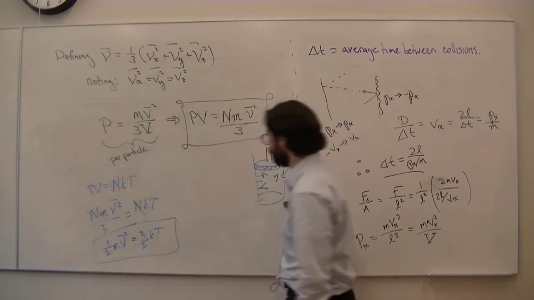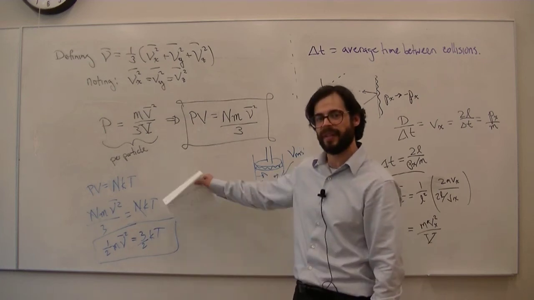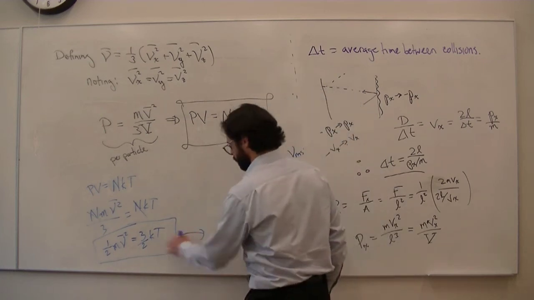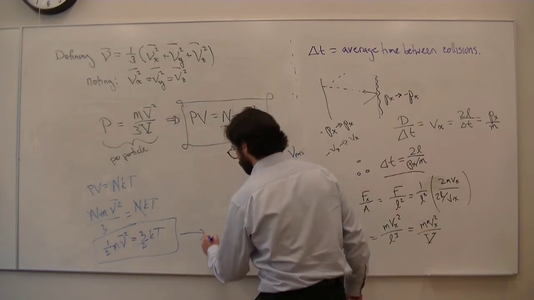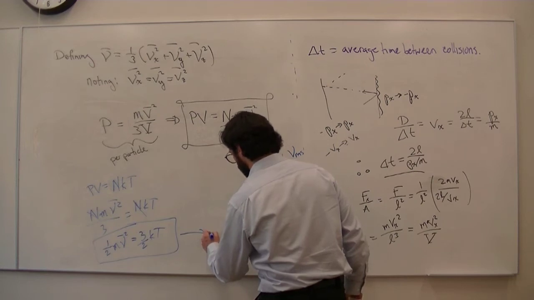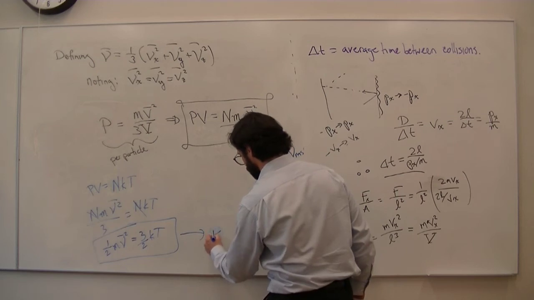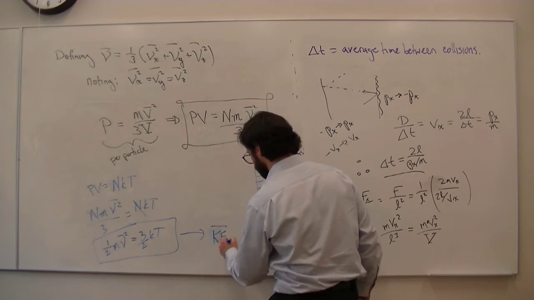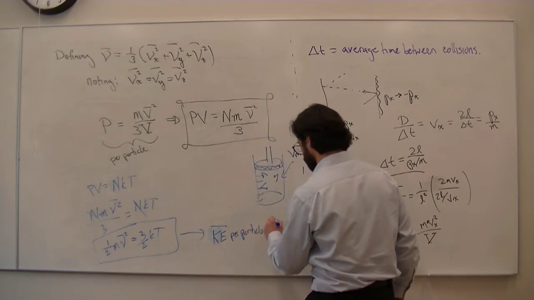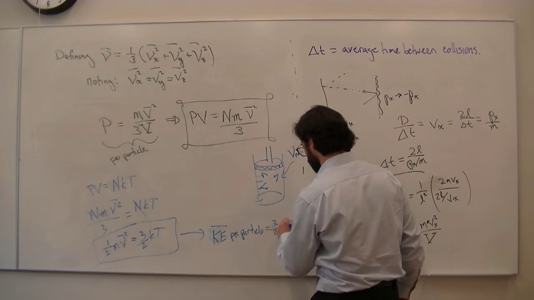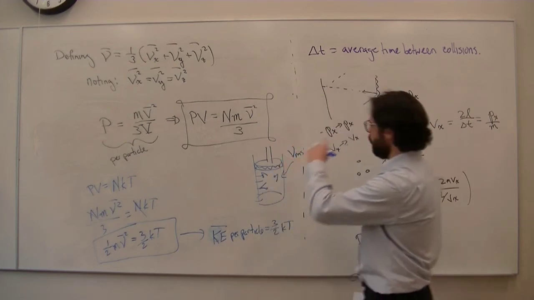So this is the second and more interesting thing we can do. Essentially what this did is this just proved that the temperature is related to the average kinetic energy per particle. So this is average kinetic energy per particle, and I'll use the same overbar for average. It is 3/2 kT. Okay, so the fine print on that is that we made some pretty strong restrictions.